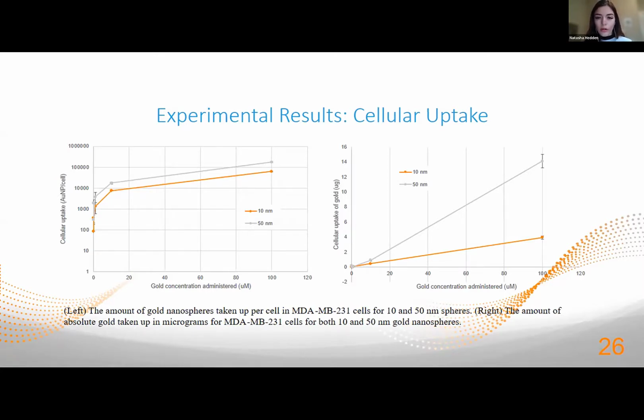But if we look on the right, we can see the cellular uptake in absolute amount of gold. And we see that the 50 nanometer actually has a more exponential increase, a much steeper slope or larger increase in that uptake of absolute amount of gold. So this is an interesting finding. However, this is ongoing research, so currently we can't really draw many conclusions from this. But with the sensitivity of TXRF, this has allowed us to measure the absolute amount, which previously, as we've seen, has not been done.